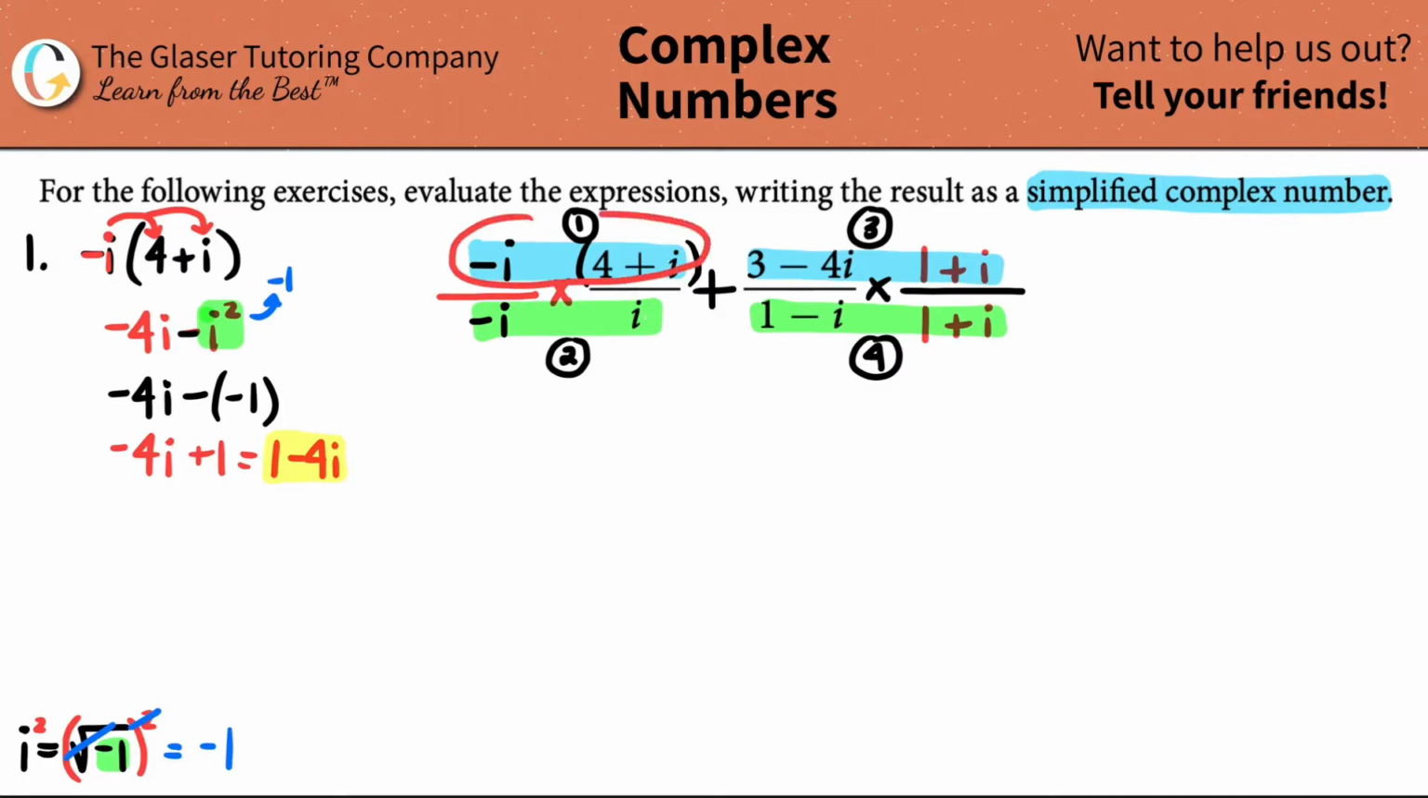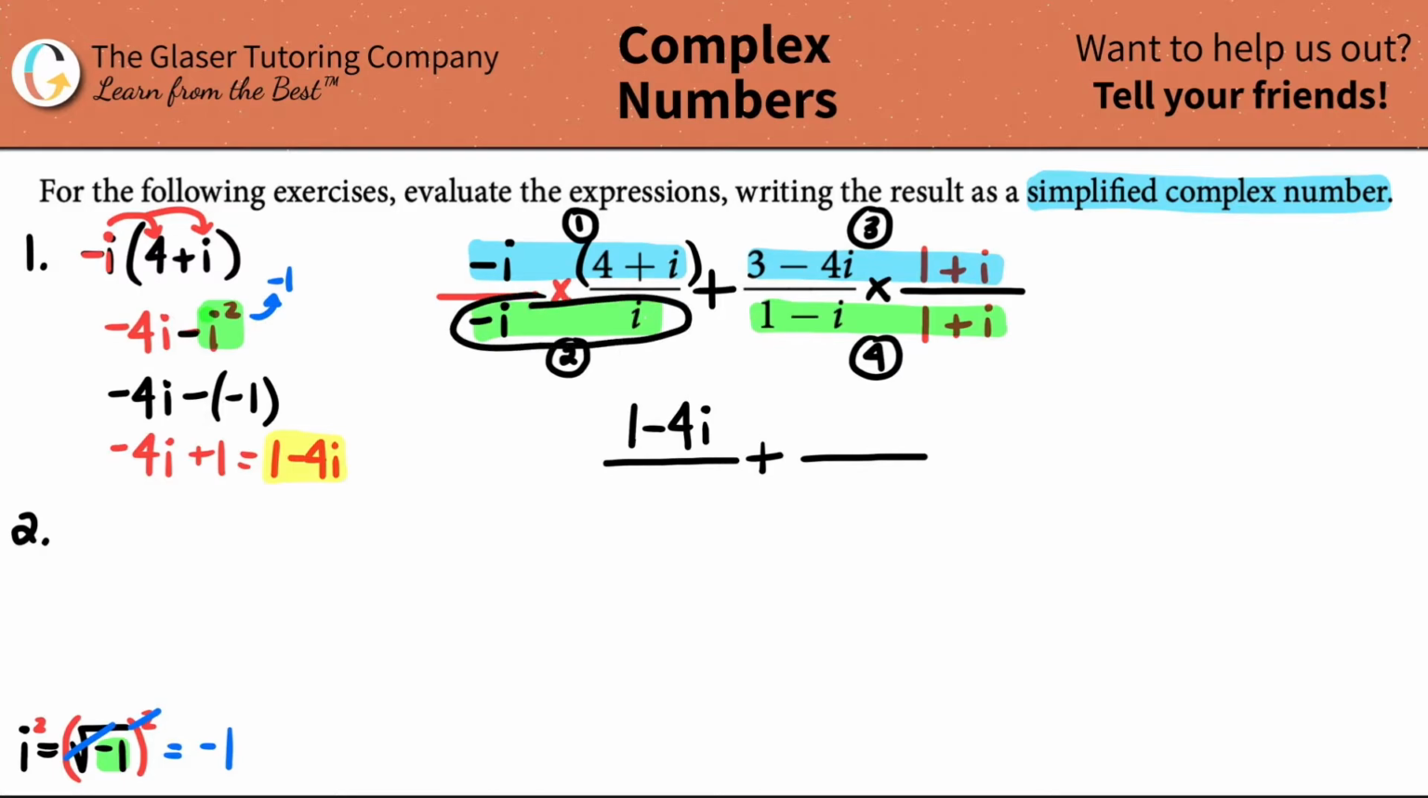This new numerator is 1 minus 4i. So maybe I will just write that down here. So we have one piece of the puzzle, 1 minus 4i. So we need to find out the denominator, and then we add it to 3 and 4. So we have to find those out as well. Okay, let's do it.